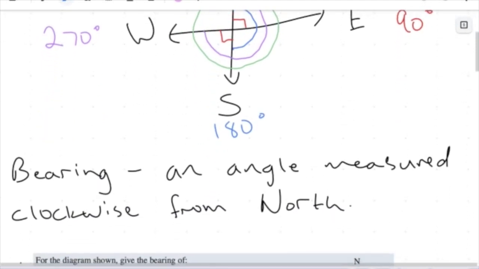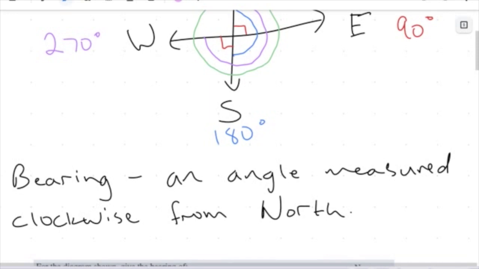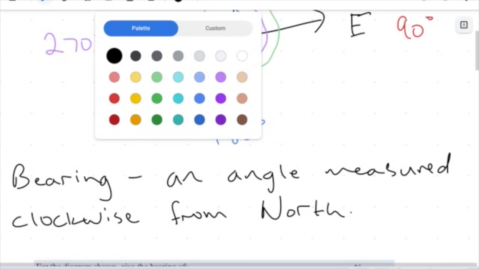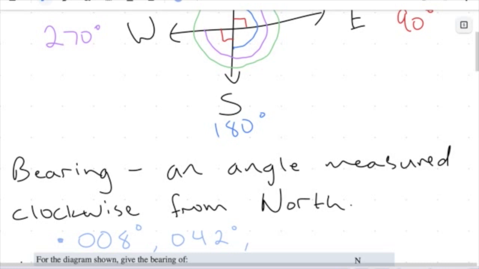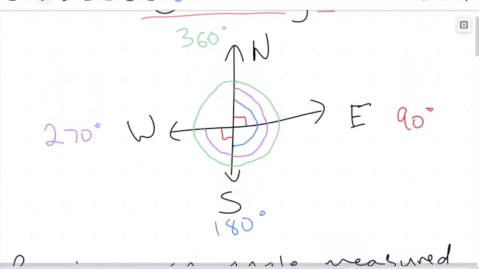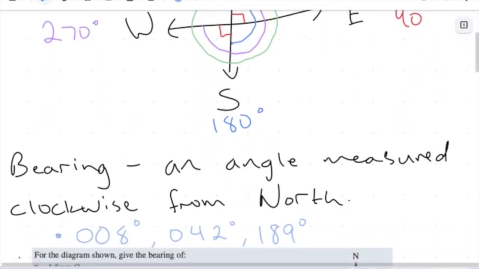Now, we typically write bearings as 3-digit numbers in terms of our angles. Examples of bearings include 008, which means we've gone 8 degrees, or maybe 042, that's 42 degrees, or, I don't know, 189 degrees. We're using 3 digits because our biggest bearing is going to be 360 degrees, and there are 3 digits in the number 360. That's really why we use these.